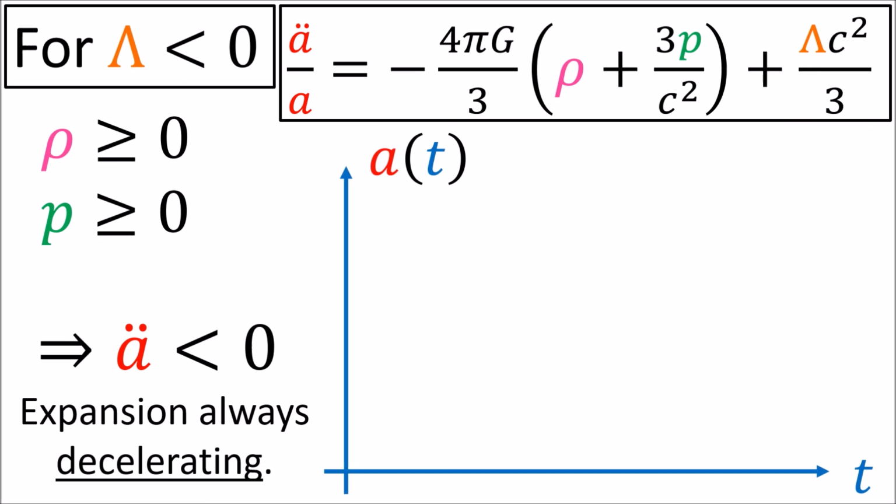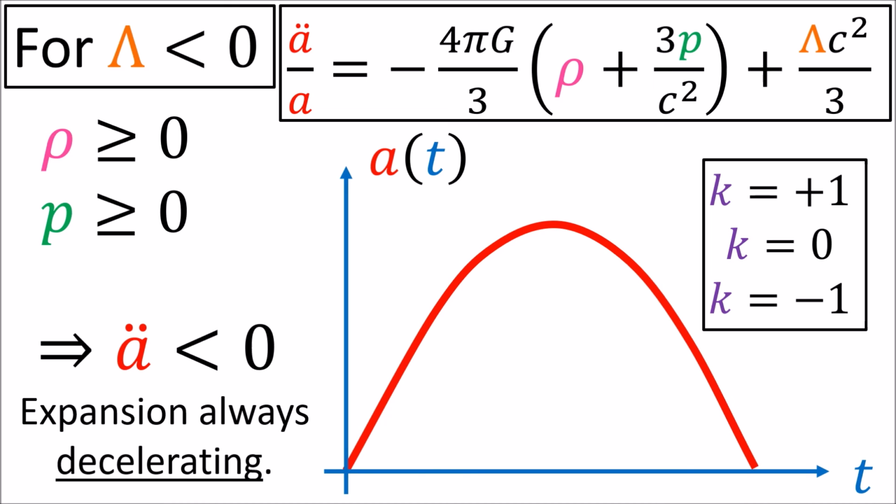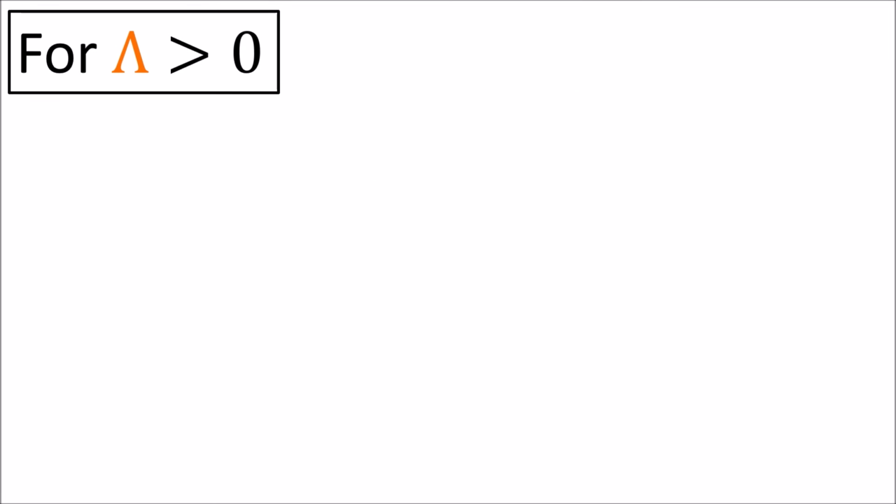So regardless of the universe's spatial geometry, the universe will always expand and then contract back down in a big crunch when the cosmological constant is negative. What about a positive cosmological constant?